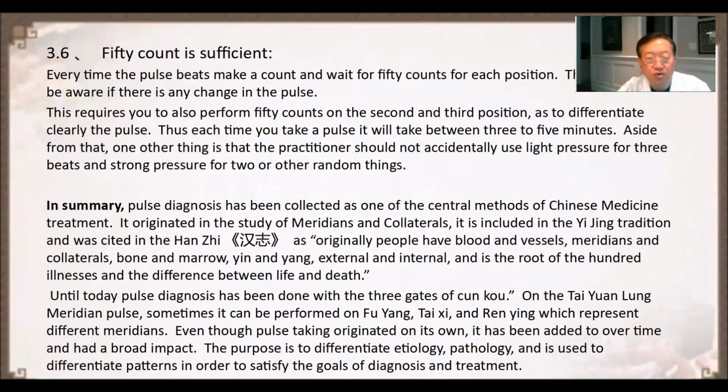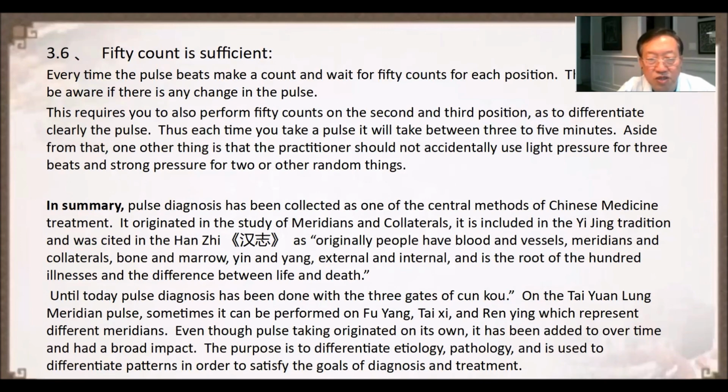In summary, pulse diagnosis has been collected as one of the central methods of Chinese medicine treatment. It originated in the study of meridians and collaterals. It's included in the I Ching tradition and was cited by Han Zhi. As originally people have blood and vessels, meridians and collaterals, bones and marrows, yin and yang, external and internal, and it is the root of the 100 illnesses and the difference between life and death.